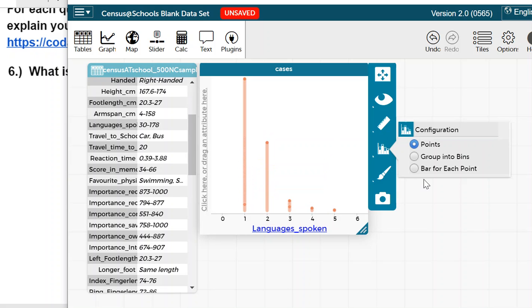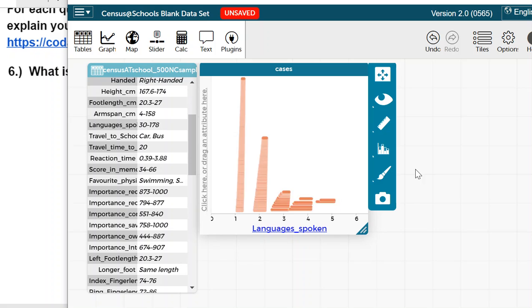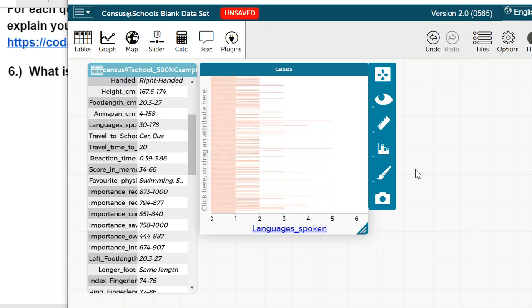These are all these now, even a bar for each point. Let's see what happens when we do that. Wow. Okay, that's an interesting effect.